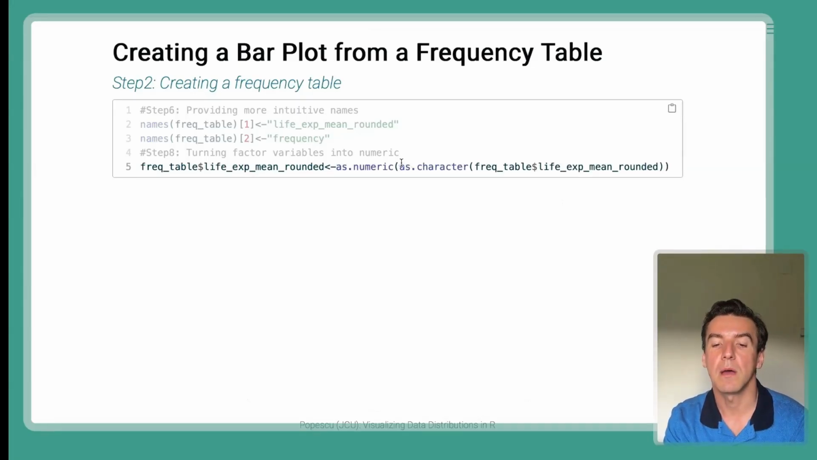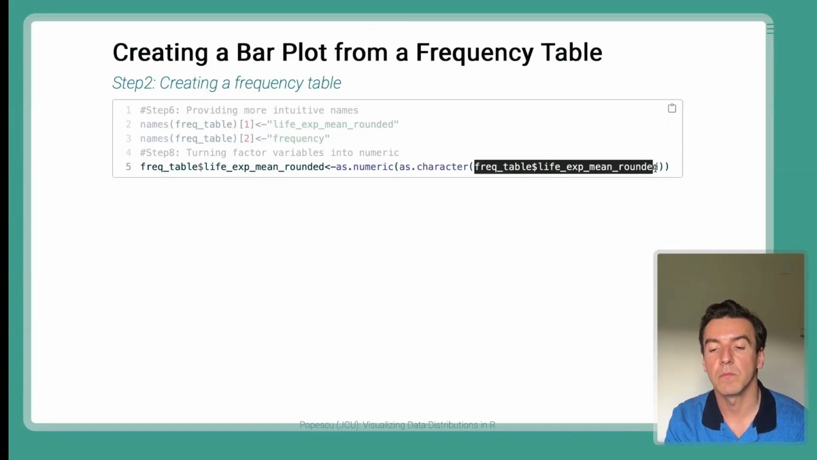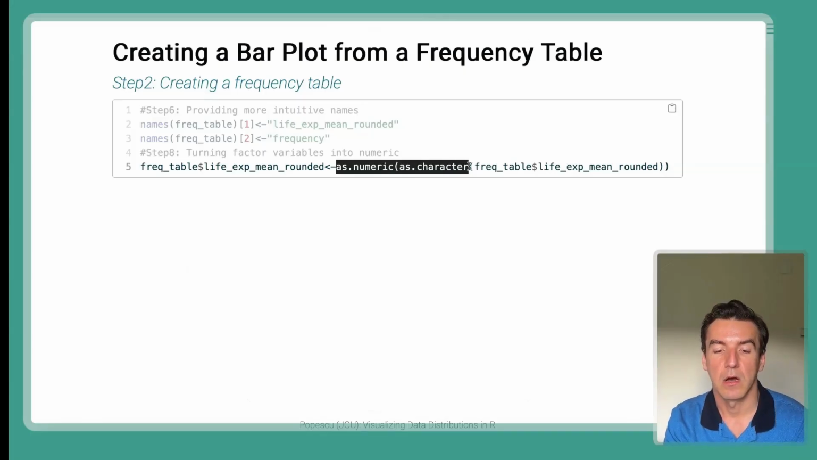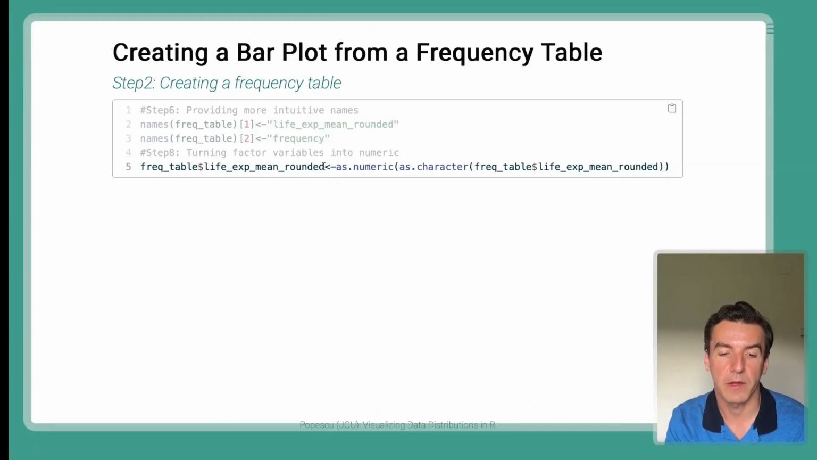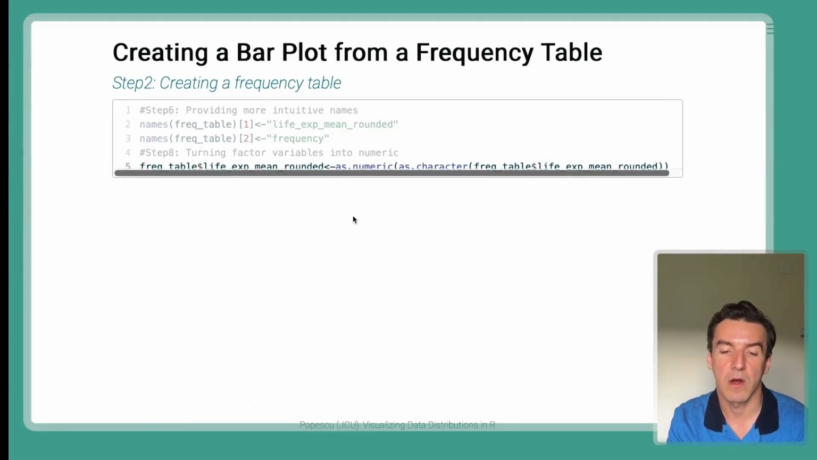The reason why I'm doing both is to deal with the possibility that this might have mistakenly been turned into a factor variable. So in order to turn a factor variable into a numeric variable, we have to have these two steps. And of course, if you're not dealing with a factor variable, this is not going to do anything to the data. It's going to maintain it as numeric. Then I'm keeping it as is. So I'm just simply replacing the old life expectancy rounded with the numeric variable.